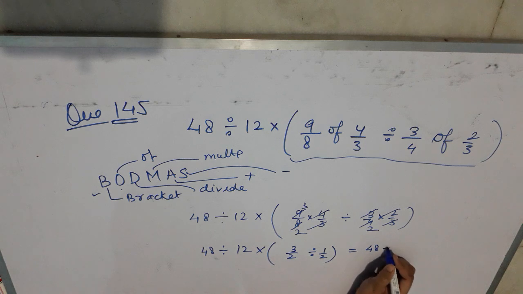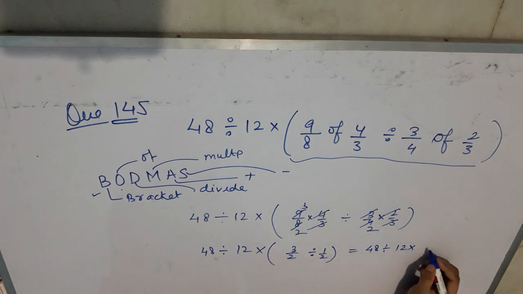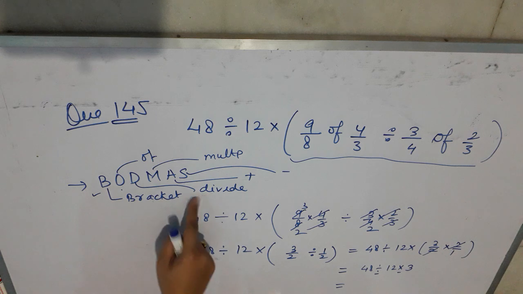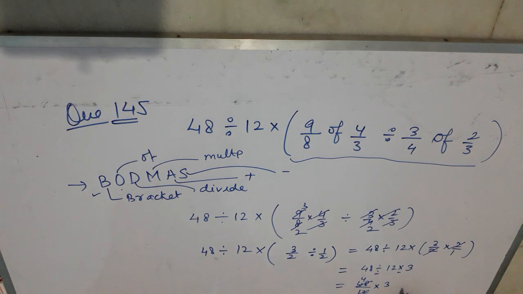and that is 48 divided by 12 into, first we have to solve this bracket, that is 3 by 2 divided by 1 by 2, which means 2 by 1. It will be reversed. Now 48 divided by 12 into 3. Now there is a divide sign and a multiplication sign, so by the BODMAS rule, we know that first we have to solve the divide. So that is 48 by 12 into 3. 12 fours are 48, so that is 4 into 3, which is equal to 12. So the answer is 12 and the option is D.